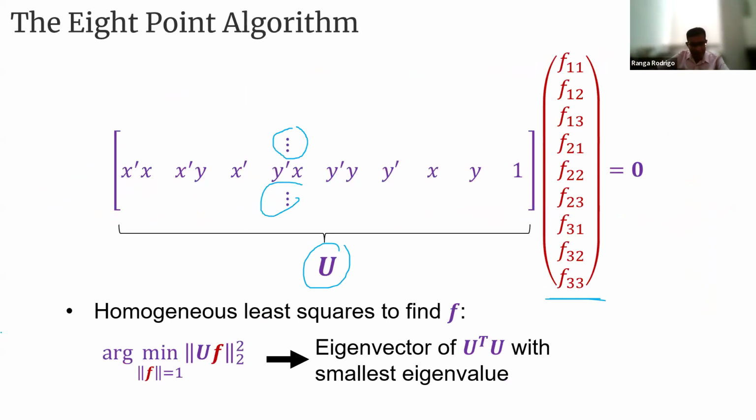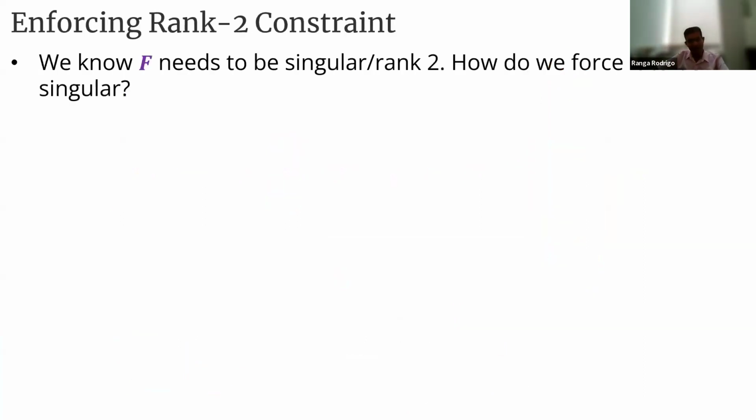We have seen this kind of solution before. We want to minimize the norm of UF squared with the constraint that the norm of F is equal to 1, meaning if you square and add these elements of F, it equals 1. For this, the solution is the eigenvector of U transpose U with the smallest eigenvalue. By using the SVD function in Python NumPy, you can solve this.